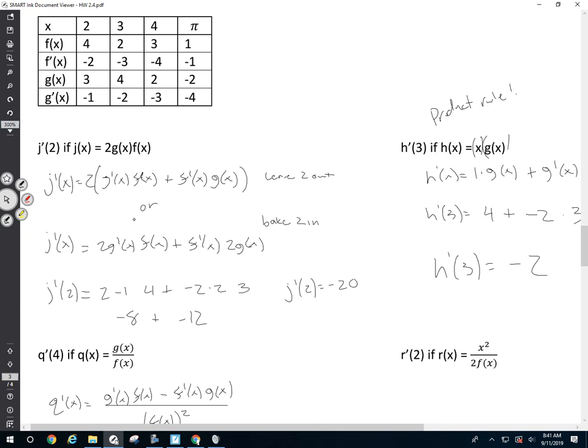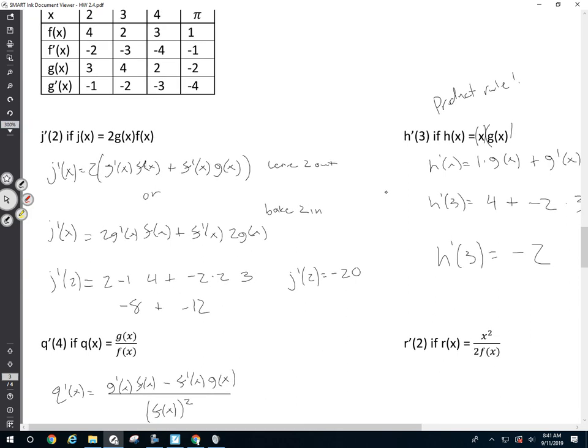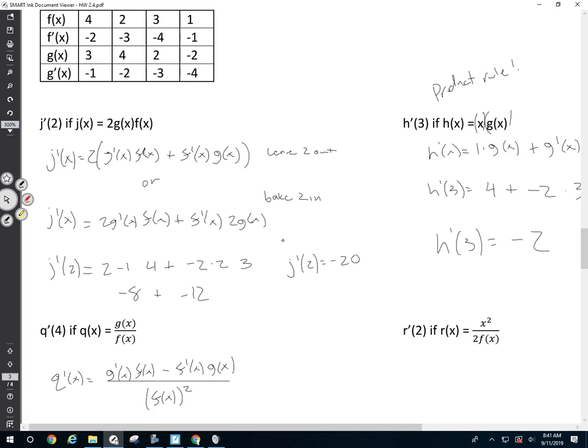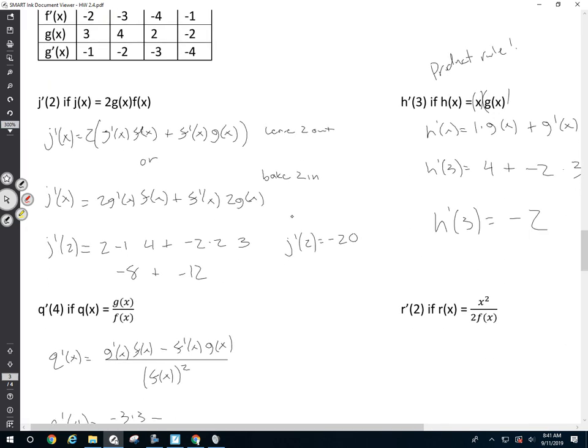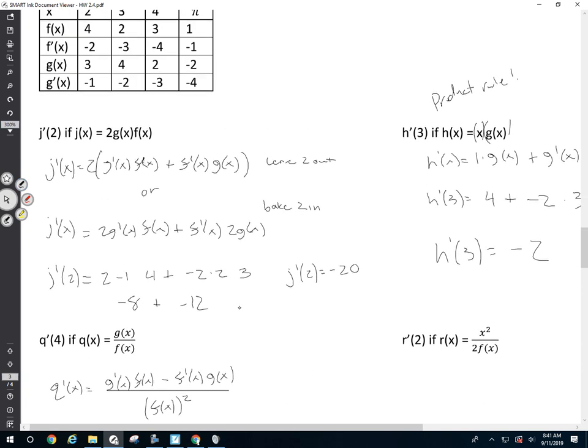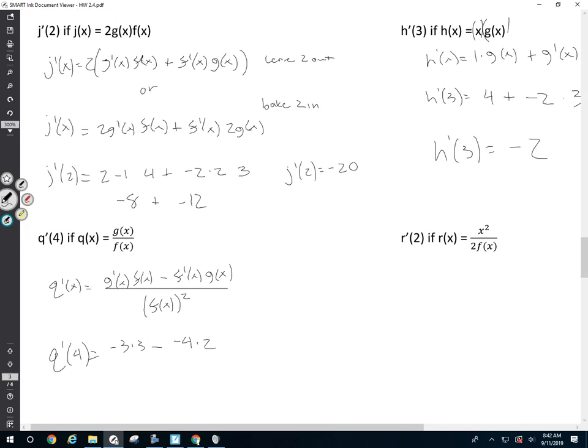G prime of 4, negative 3. F of 4, 3. So negative 3 times 3. Minus f prime of 4, negative 4, times g of 4. F of 4 squared, 3 squared. So I get negative 9 minus negative 8. That's negative 9 plus 8, which is negative 1 over 9.